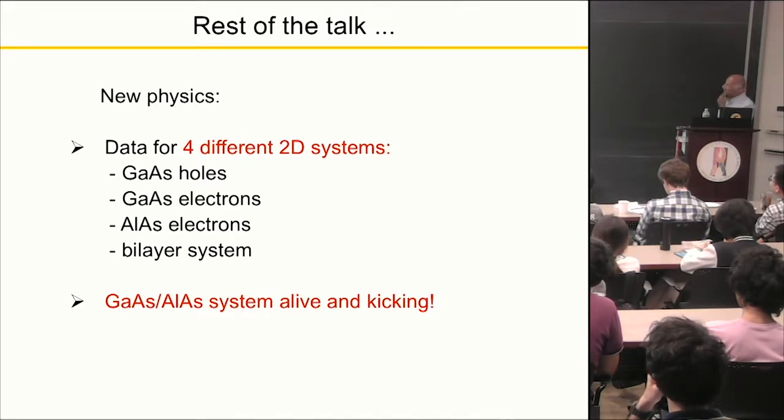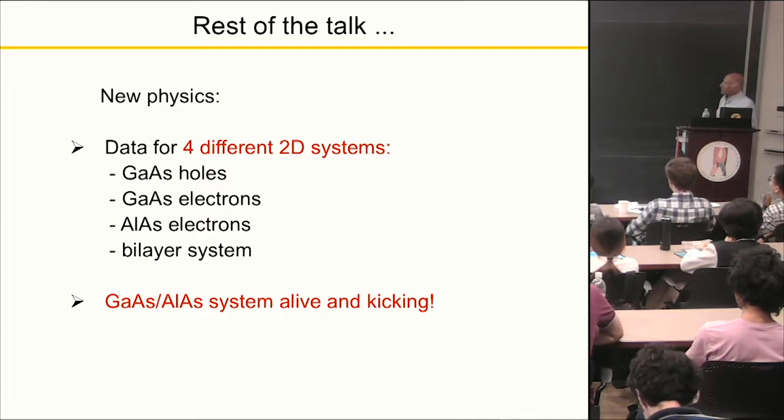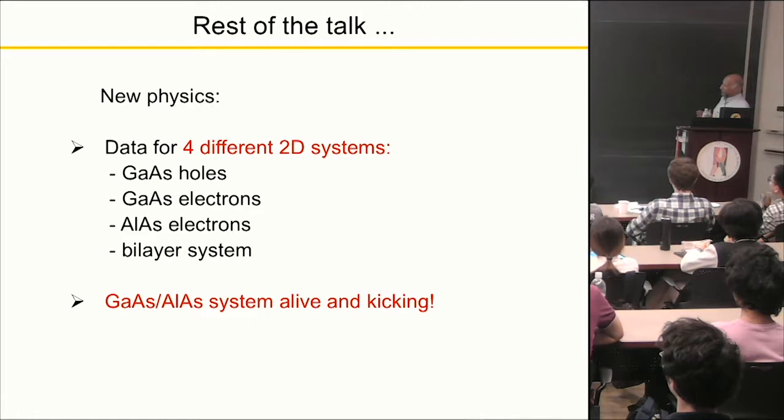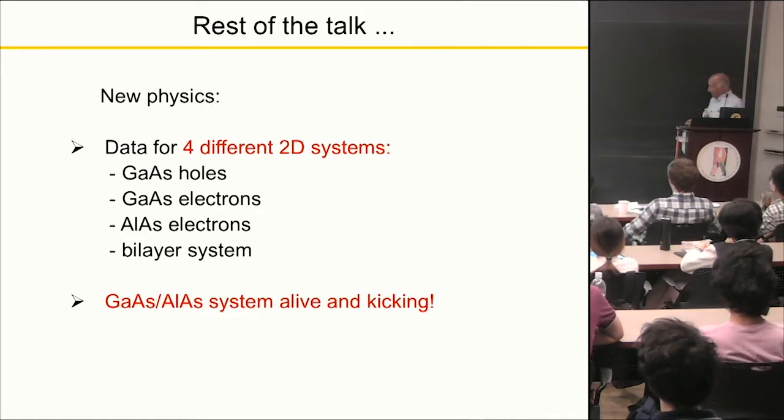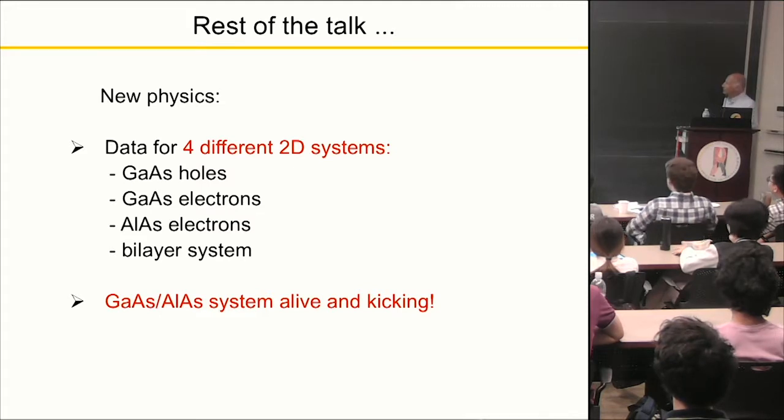Okay, so that was all introduction. So the rest of the talk, I'll show you data for 4 different 2D systems of this sort. One is the gallium arsenide holes. Next one is gallium arsenide electrons. Then aluminum arsenide electrons. So this is when we put the electrons in aluminum arsenide rather than gallium arsenide. And then at the end, a few words on a bilayer system.